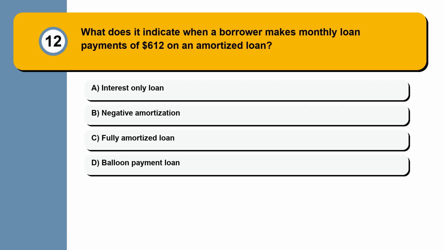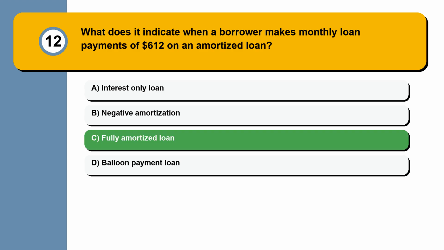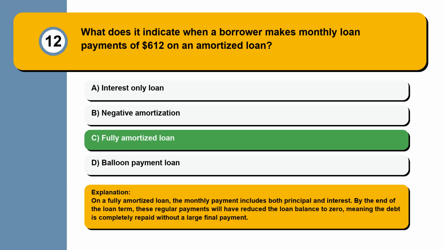Question 12. What does it indicate when a borrower makes monthly loan payments of $612 on an amortized loan? Interest-only loan, negative amortization, fully amortized loan, balloon payment loan. On a fully amortized loan, the monthly payment includes both principal and interest. By the end of the loan term, these regular payments will have reduced the loan balance to zero, meaning the debt is completely repaid without a large final payment.